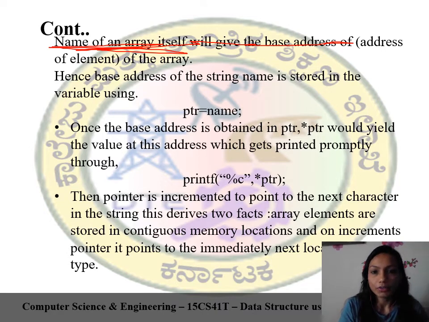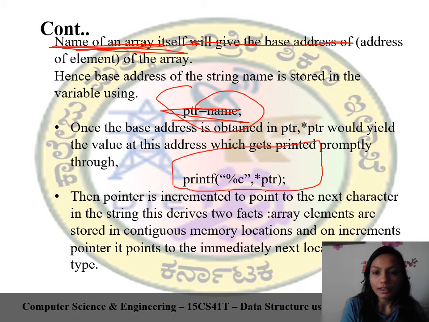Hence the base address of the string name is stored in the variable PTR: PTR is equal to name. Once the base address is obtained, *PTR will yield the value at this address, and you can print. If you write only PTR, you will get the address. If you write *PTR, you will get the value. Here it is a character, so we will write %c. Then the pointer is incremented to point to the next character in the string. This derives two facts: array elements are stored in contiguous memory locations, and on incrementing the pointer it points to the immediate next location.